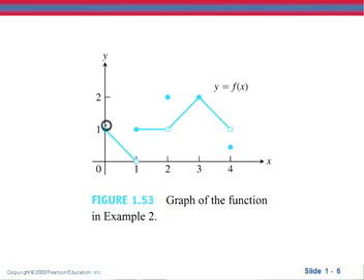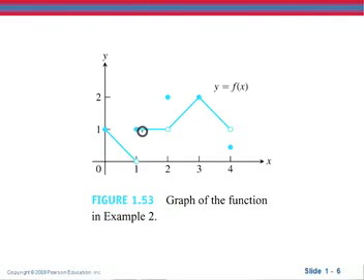If we look at 1, the limit as x approaches 1 from the left is 0, and the limit as x approaches 1 from the right is 1. Since the left and right-hand limits are not the same, the limit as x approaches 1 does not exist.